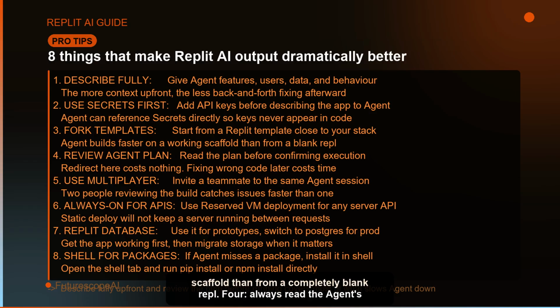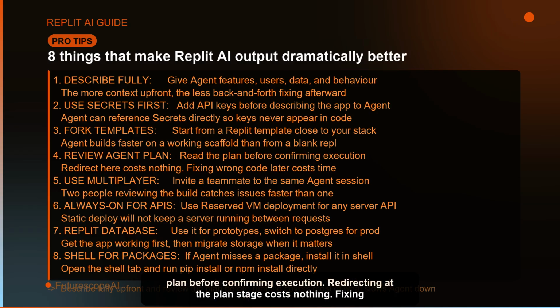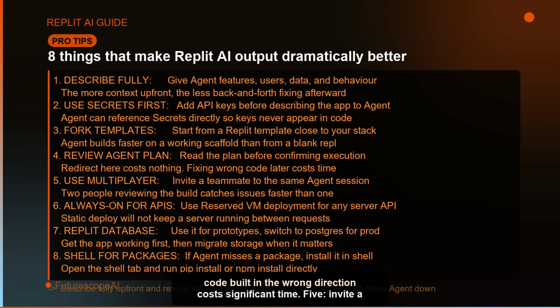4. Always read the Agent's plan before confirming execution. Redirecting at the plan stage costs nothing. Fixing code built in the wrong direction costs significant time. 5. Invite a teammate to the same Agent session using multiplayer. 2 people reviewing the live build catch problems faster than 1.